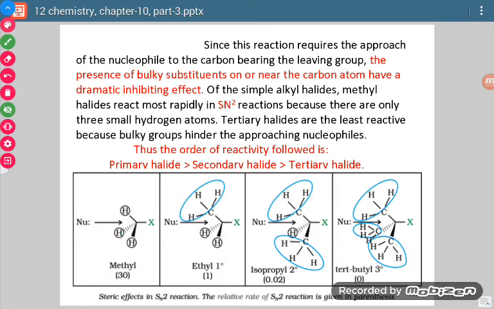So what conclusion can we draw? We can draw the conclusion that transition state formation is easiest in case of primary and most difficult in case of tertiary.